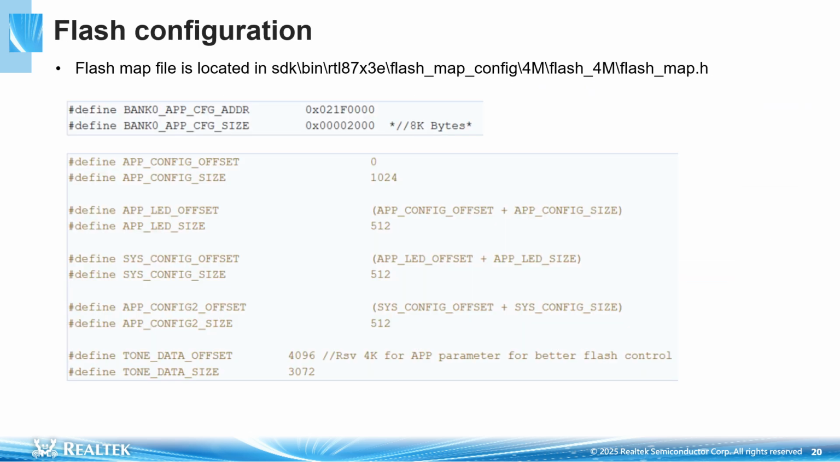This part mainly introduces the design specifications of BT Audio TRX. It is written to help users easily and completely understand the code flow of an application. The flash configuration in this product is shown in the figure below. The path of the flash map is in SDK bin RTL87X3E flash map config 4M flash_4M flash_map.h. The starting address of bank 0 is 0x021F0000 and the size is 8K bytes.